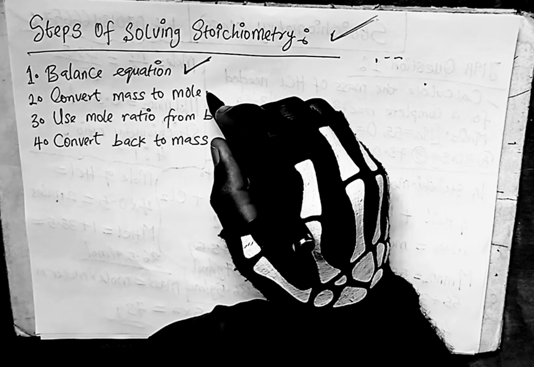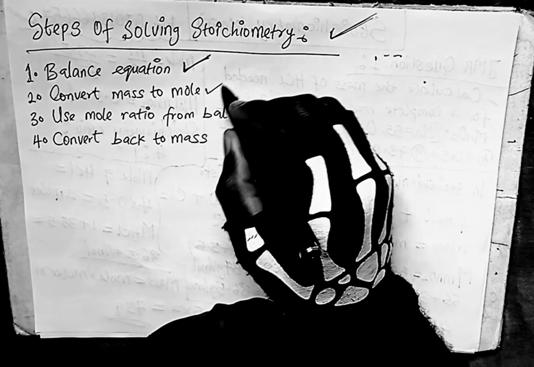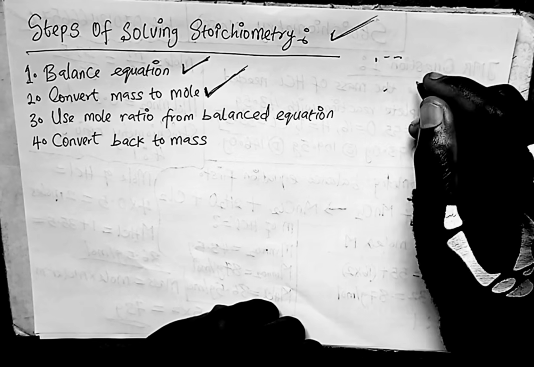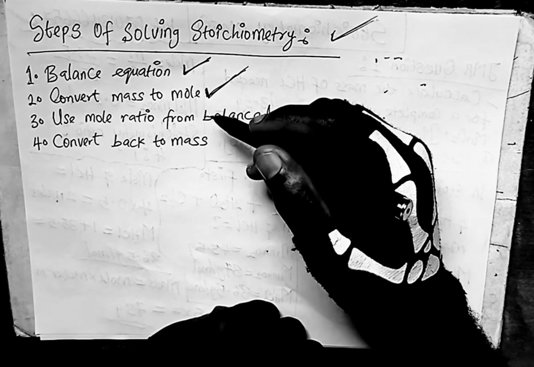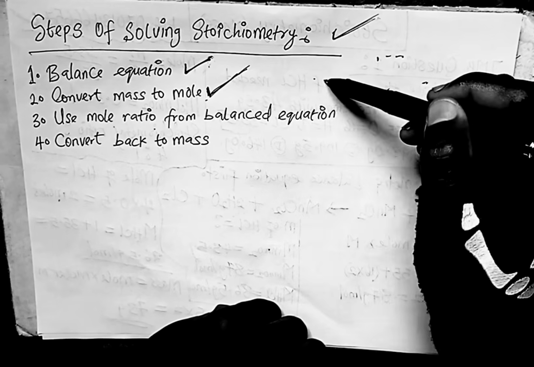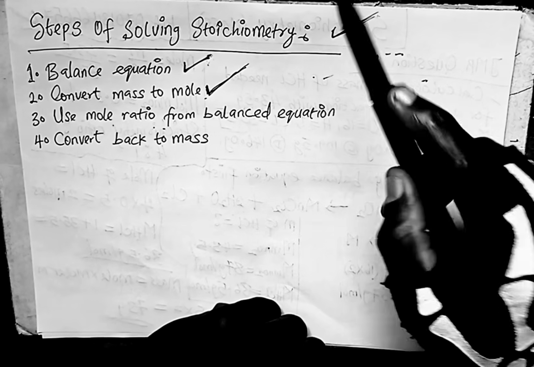The second step is what? To convert mass to mole. That's the second step of solving stoichiometry. You convert mass to mole, depending on what you are looking for or what you are asked to find. After that, the third is what? Use mole ratio from that chemical equation that you balanced. Use mole ratio from the balanced equation to get mole.